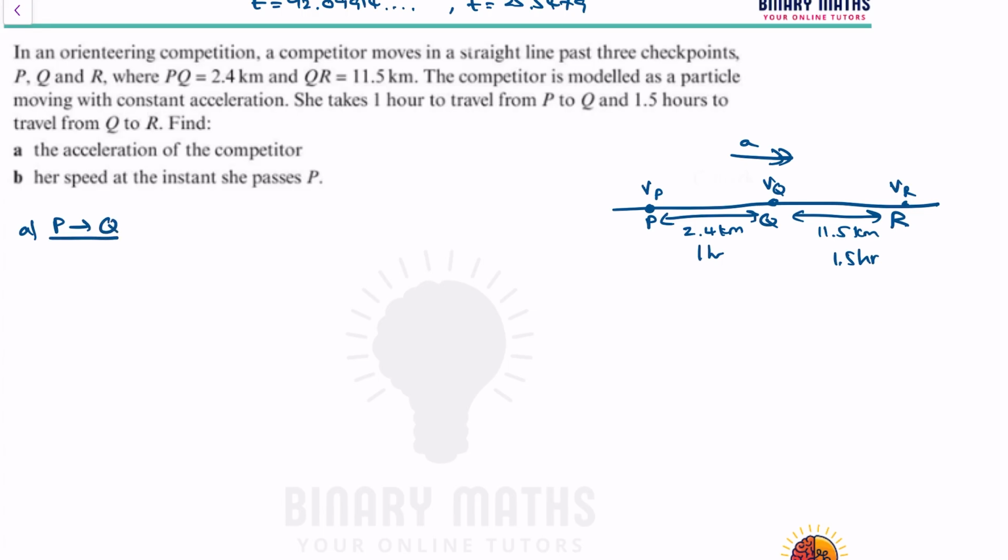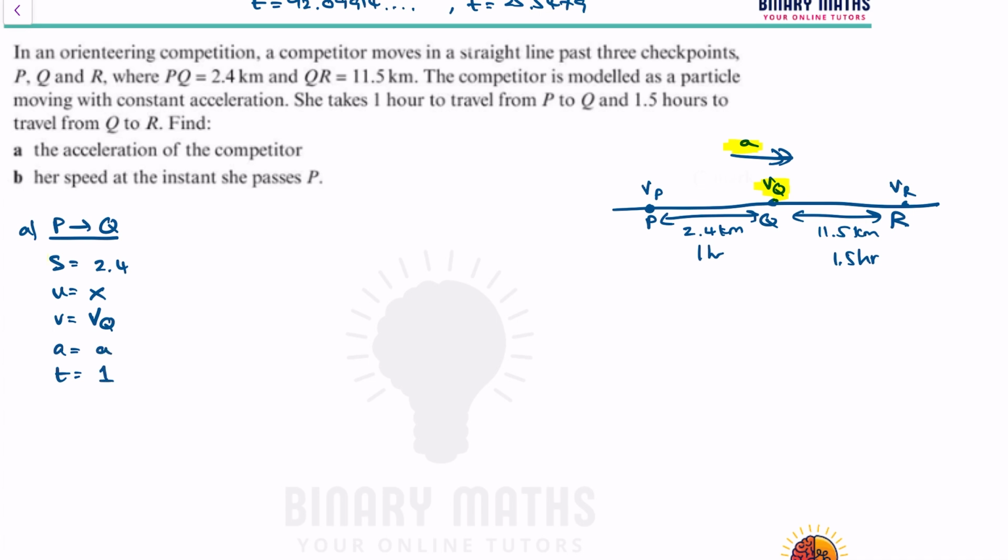Because VQ is involved in both, let's set up a simultaneous equation with VQ and acceleration, because that's what we're trying to find. Set up SUVAT. It's in kilometers and kilometers per hour, so it should be fine not to change units. We know it's 2.4 kilometers, the displacement from P to Q. The initial speed we don't care about, because we want to involve the final speed, V, the speed at Q. Acceleration is A, and the time is 1 hour.